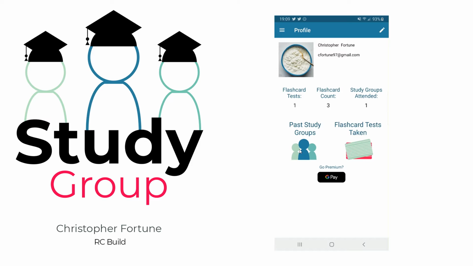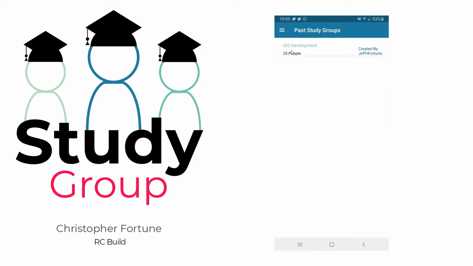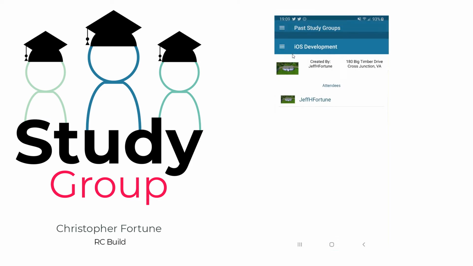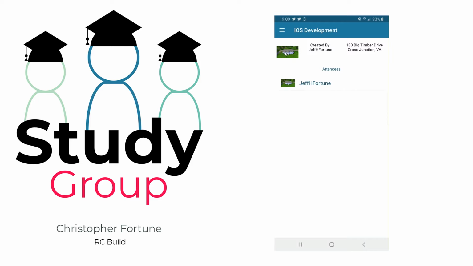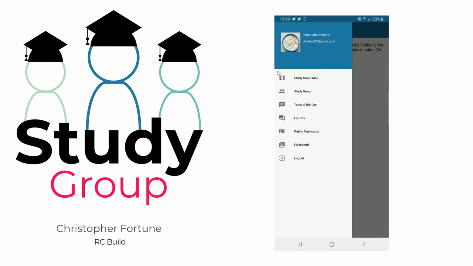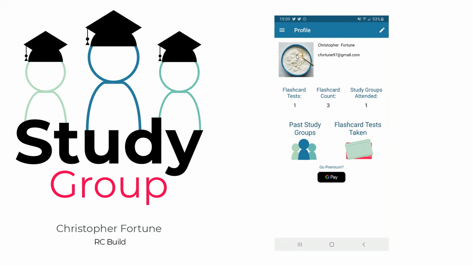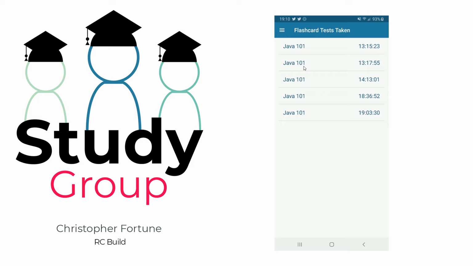So if we go ahead and click on past study groups here, this will display that study group that we left and the creator of it, the study group name, the attendee count, as well as the attendees that are still attending that study group. So if you go back, from here, if we click on flashcard test taken, this has been reworked to display the actual flashcard test name, so it makes it a little bit easier for the user to navigate through the flashcard tests that they have taken.